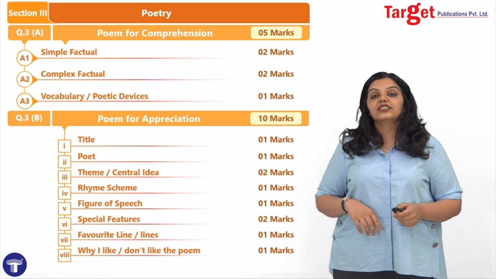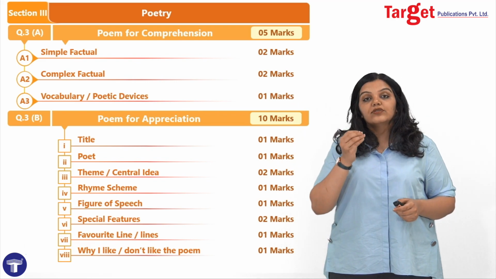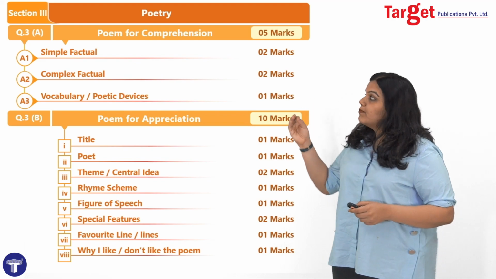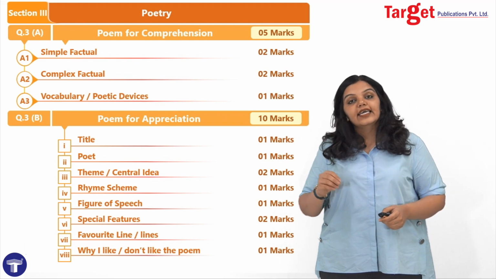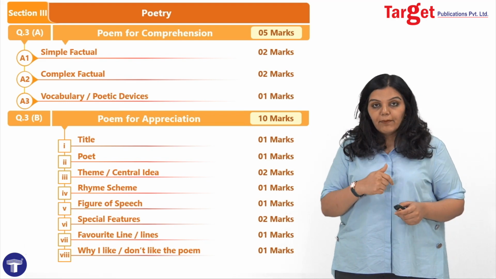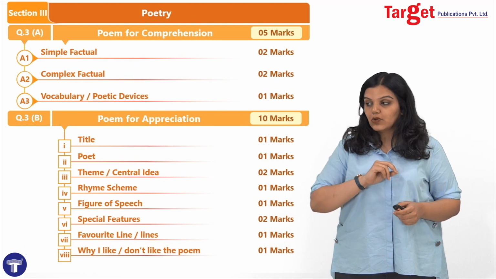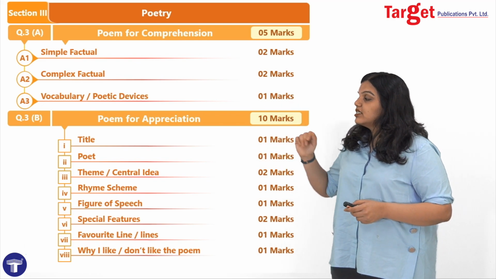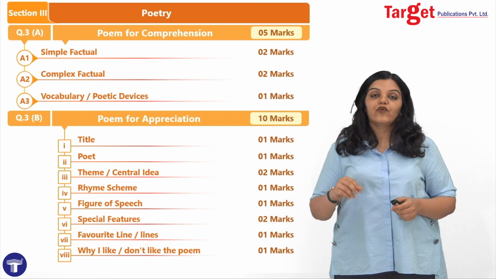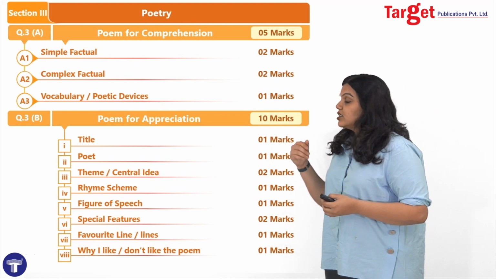Question 3 then deals with poetry. And out of this, question 3A is the section which is based on poems for comprehension. In this, you will have 3 types of questions: simple factual, complex factual, and vocabulary or poetic devices based questions. And in question 3B, you will have a poem for appreciation. Now look how many marks the appreciation is worth.